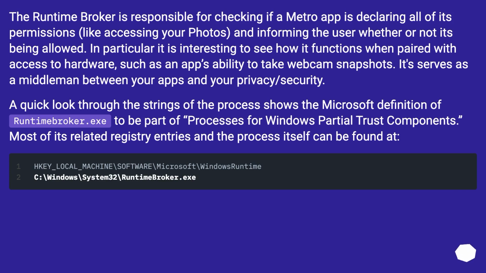A quick look through the strings of the process shows the Microsoft definition of RuntimeBroker.exe to be part of processes for Windows partial trust components. Most of its related registry entries in the process itself can be found at References 1, 2.